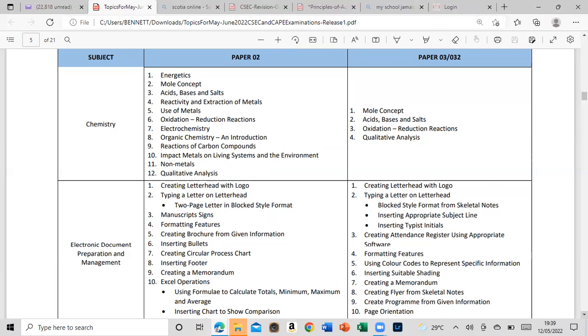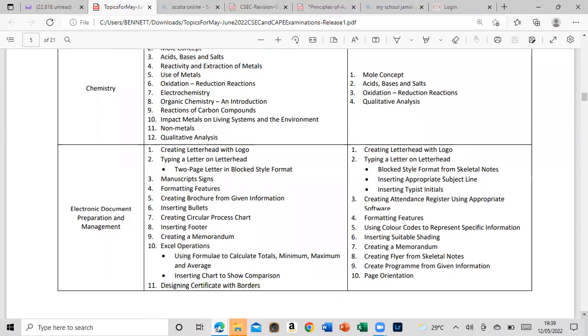All right, let's look at EDPM, and the proper name is electronic document preparation and management. Creating letterhead with logo, typing letter on letterhead, 2-page letter in block style format, manuscript sign, formatting features, creating brochure from given information, inserting bullets, create circular process chart, inserting footer, creating memorandum, doing Excel operations such as using formula to calculate totals, minimum, maximum, and average.